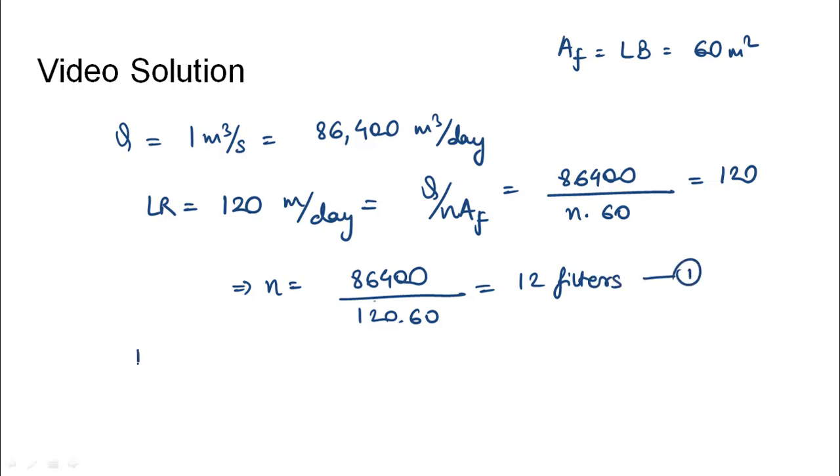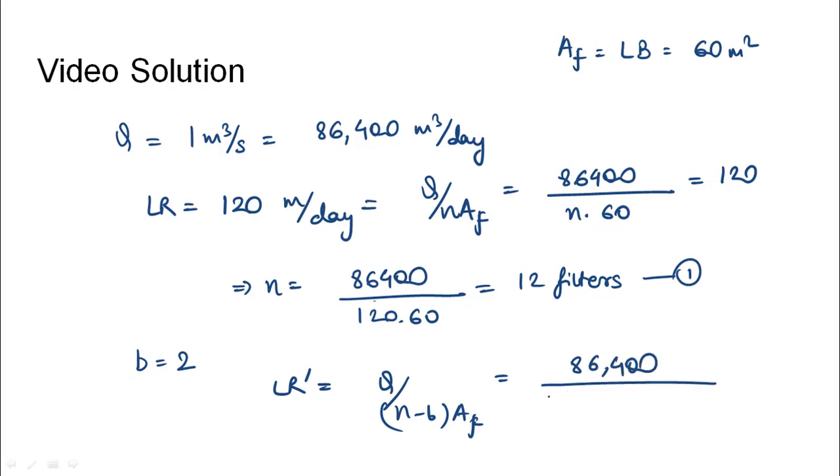Now we are backwashing two filters. So B will be equal to 2. So the changed loading rate of the process would be equal to Q divided by N minus B into area of one filter. So Q would remain the same, that is 86,400, since the same flow will be coming into the system. 12 minus 2 filters are getting backwashed, so we would subtract them, and the area would still be the same for each filter. Using this, the new loading rate on the system would come out to be 144 meter cube per day per square meter, or it can also be called meter per day.